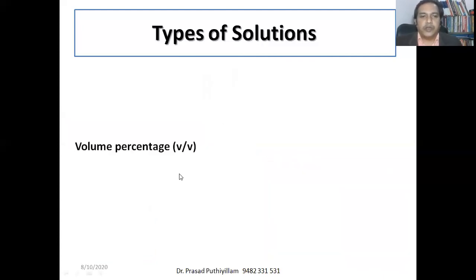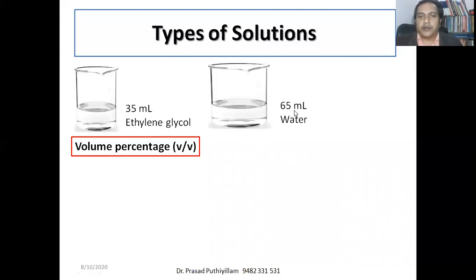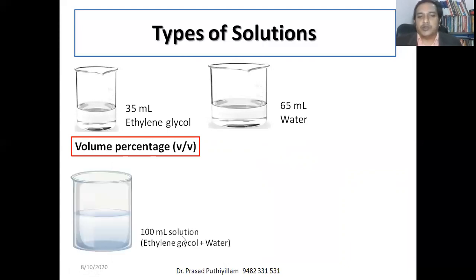Next case is volume percentage. Since it is in volume, we will take milliliters. Say 35 ml of ethylene glycol is taken, then 65 milliliter of water is taken, not by weight. So we have to measure using a measuring jar, pipette, burette or something like that. You have to exactly measure the volume as 35 ml of ethylene glycol, then mix with 65 ml of water, and we will get 100 ml solution. Total volume will be 100 ml. That is the solution of ethylene glycol in water.